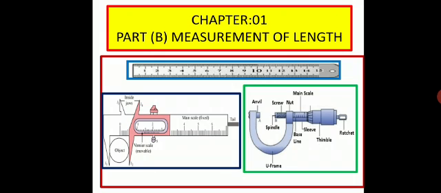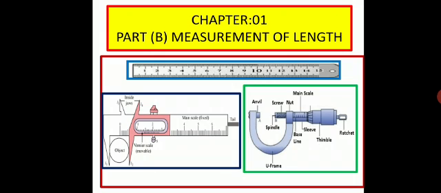Now any instrument provided with markings on it from which we take measurements has a minimum limit for the accuracy of the measurement it can take. That is, the smallest measurement it can take accurately, and that smallest measurement that particular instrument can take accurately is called the least count of that measuring instrument.